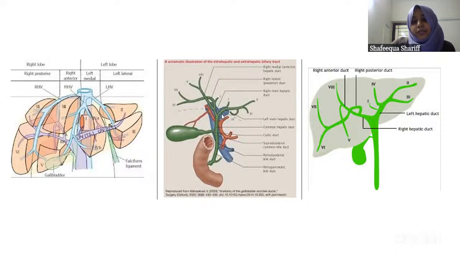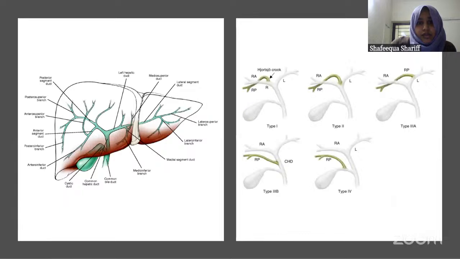It is important to know the intrahepatic biliary system because the bile starts flowing from the liver. It starts from the hepatocytes to the biliary canaliculi, and then it comes to the portal triad, and all these small bile ducts come and coalesce to form these sectoral ducts. This is the sectoral duct of the right side, and this is the sectoral duct of the left side.